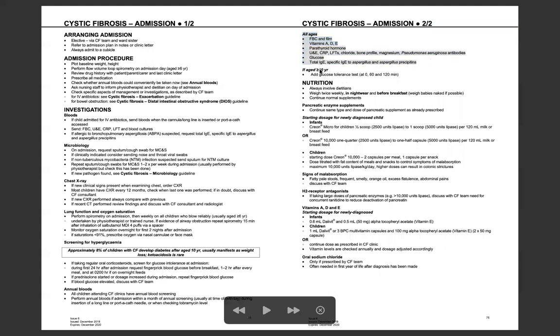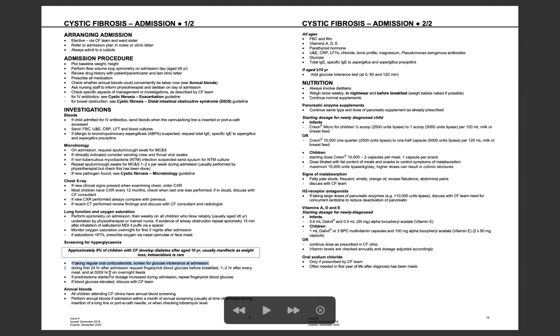If more than 10 years, then add glucose tolerance test. But what we were discussing here is if the child is on oral corticosteroids, even if he is less than 10 years, we will screen for glucose tolerance at admission.